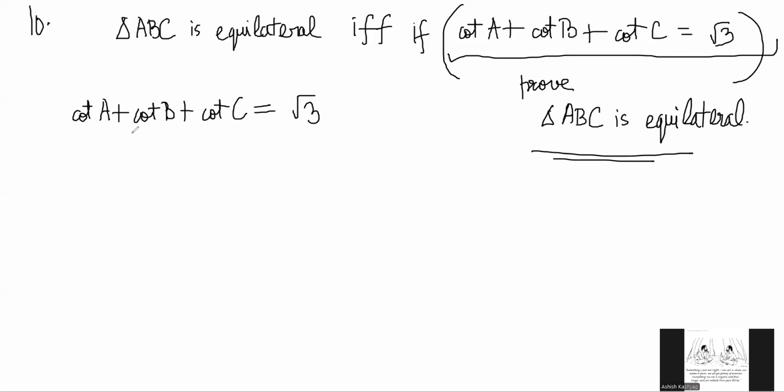This is the condition given to us. The first step here is to square it to remove the radical, to remove the root 3. So let's see what happens then.